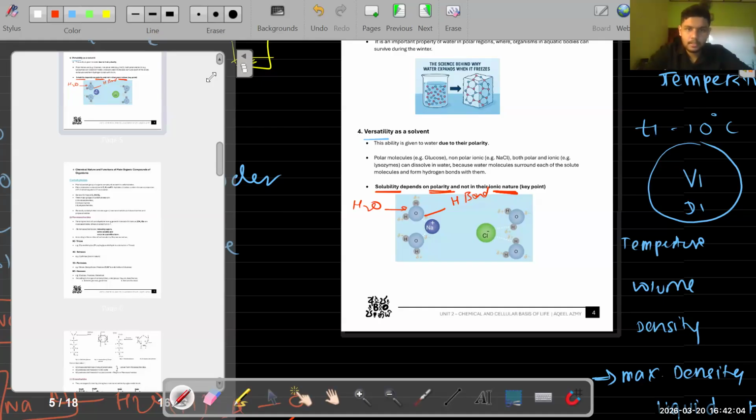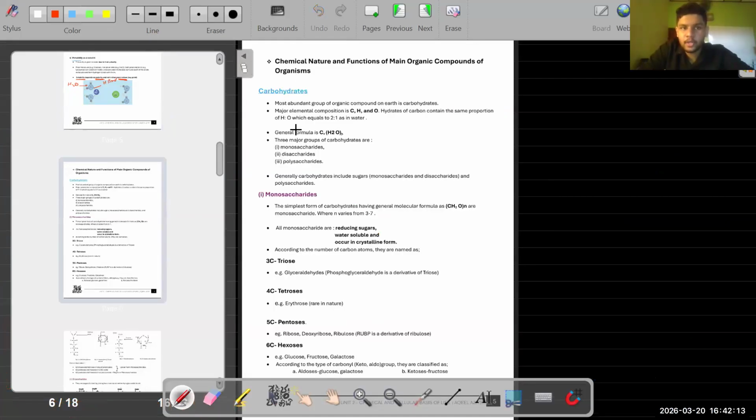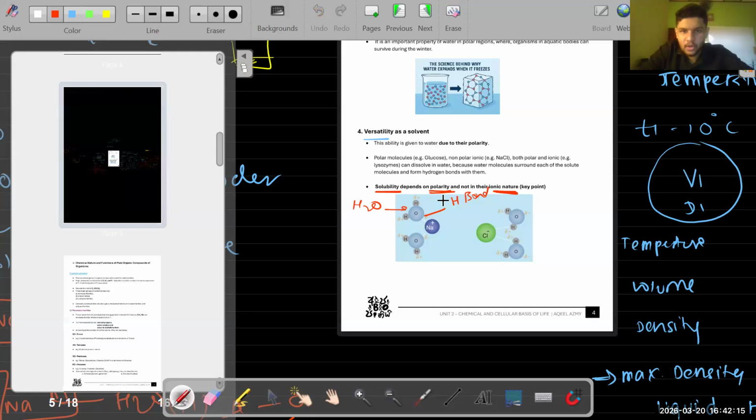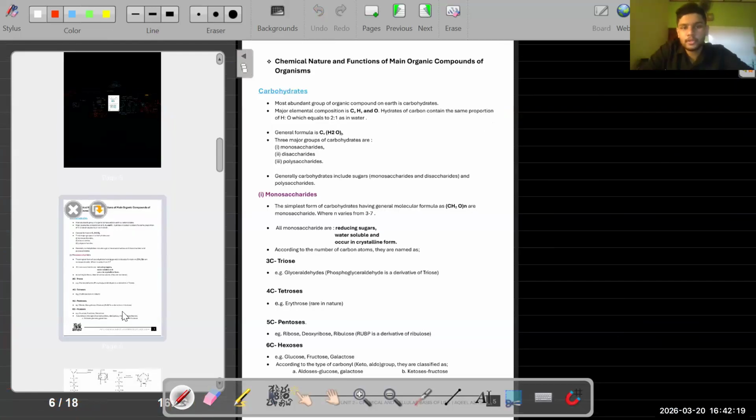Clear? This brings us to the end of water. So water is completely done, right? Now we are moving on to organic molecules. We were speaking about inorganic molecules. Water is an inorganic molecule, right? So now we are going to speak about organic molecules.